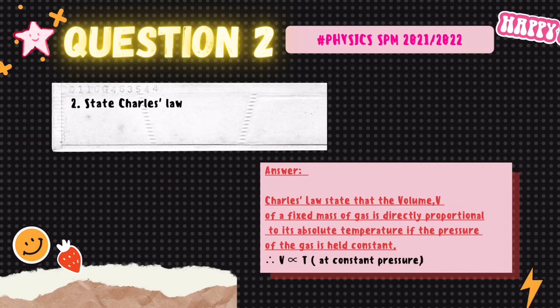Question 2. State Charles' law. The answer: Charles' law states that the volume of a fixed mass of gas is directly proportional to its absolute temperature if the pressure of the gas is held constant.